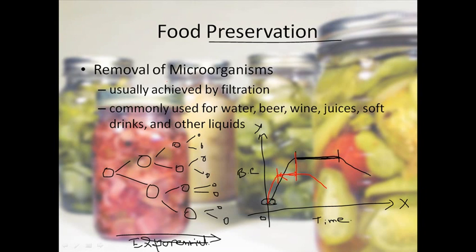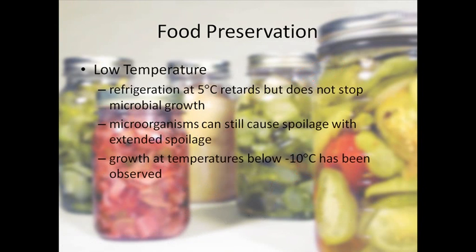The first thing, the removal of microorganisms, is usually established by the filtration method. There are ultra filters, for example 0.45 micrometer. These filters have a really small pore size, a diameter of 0.45 micrometer, so bacteria cannot pass through. Bacteria can be filtered using these ultra filters. We commonly use this filter for water, beer, wine, different juices and soft drinks. In case of solid materials we cannot use the filter technique. We need some other technique.